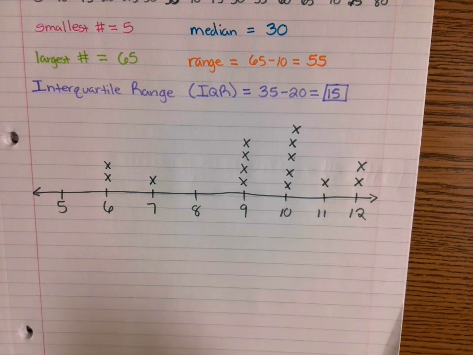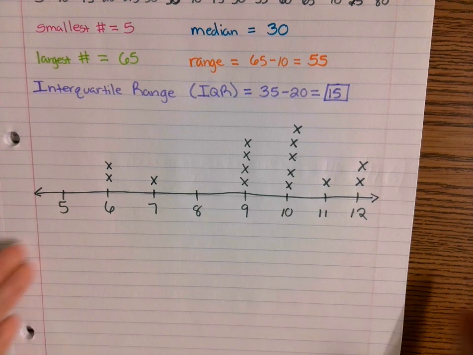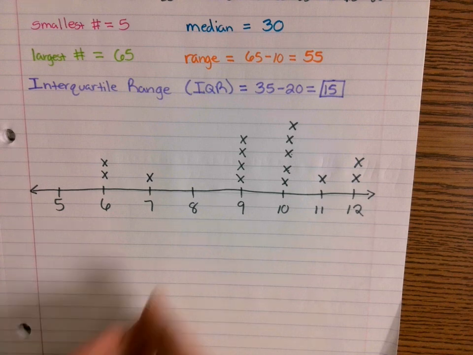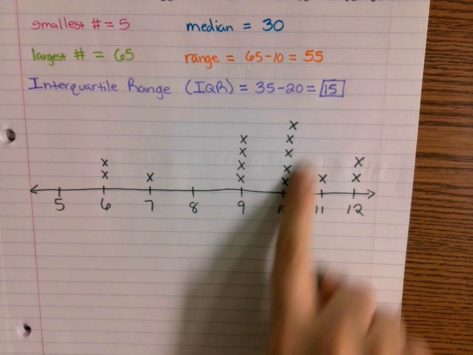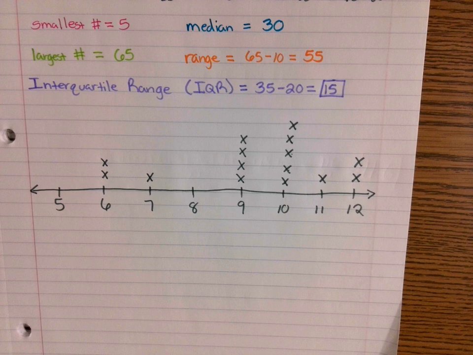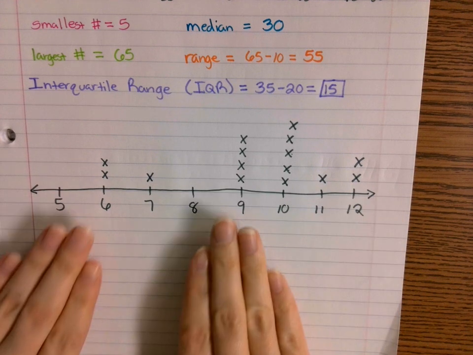So can I calculate mean if I know what the numbers are? Yes. Can I calculate median if I know what the numbers are? Yes. Can I calculate mode? Yeah, mode is easiest, isn't it? Look for where there's the largest amount of X's. There's your mode. And can I calculate range? Yes, because I know what my smallest number is and I know what my largest number is. So these are things that you can calculate. When you have a dot plot, you can actually calculate everything.